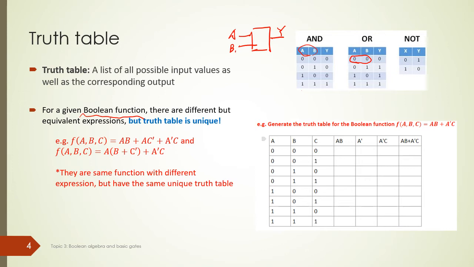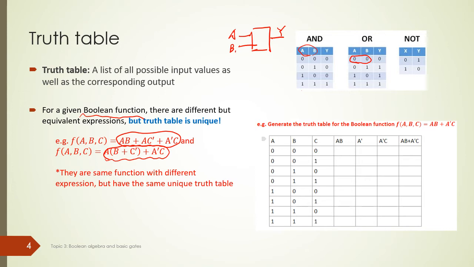One example: later we will see this expression is actually equivalent to this expression, but they are two different expressions. However, they share the same truth table. That's why they are equivalent. But how do we find out the truth table for a complicated function like that?